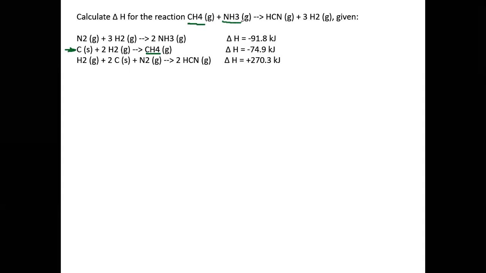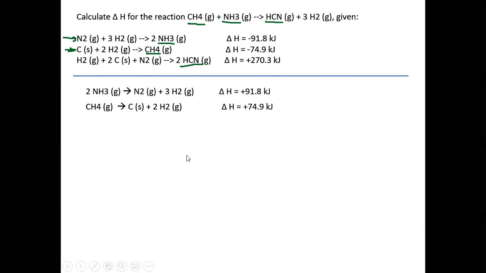Next, NH3 is a reactant in the equation we want, but in the equation given to us, it's a product. So we're also going to flip the NH3 equation. HCN, or hydrogen cyanide, is a product in the equation given to us. So the first thing we're going to do is flip the first two equations, and notice that their delta H's change signs. The third equation we don't need to flip because hydrogen cyanide is on the correct side of the chemical equation.